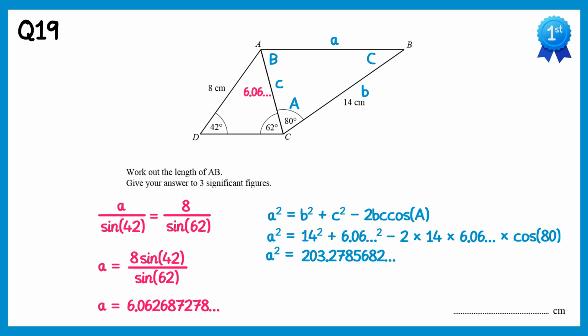203.2785682 and so on. To get a, you just square root both sides, so a equals the square root of this, which gives you 14.3. Remember it said 3 significant figures in the question.